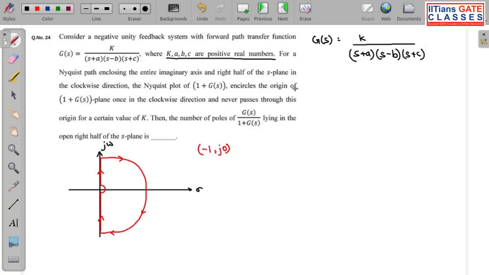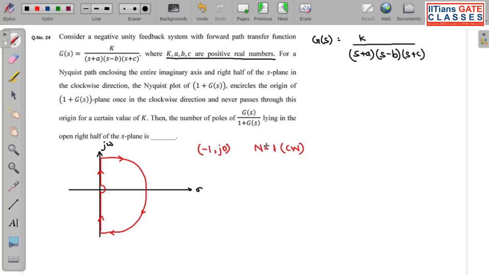So they are also giving you information about the number of encirclements of the critical point. The Nyquist plot of 1 plus G(s) encircles the origin once in clockwise direction, and never passes through the origin for a certain value of k. Then the number of poles of the closed loop lying in the open right half of S plane. So they want to know the number of closed loop poles lying in the right half of S plane.